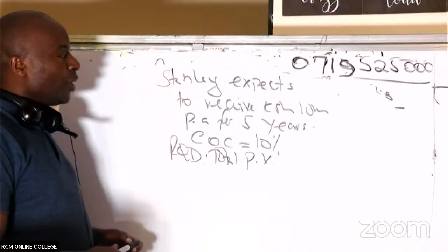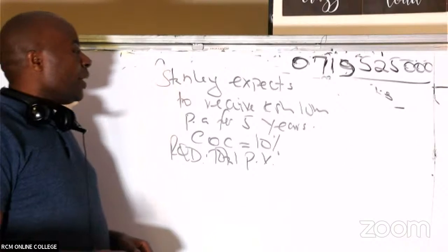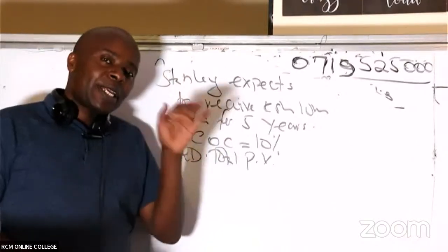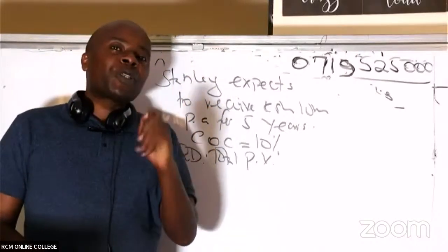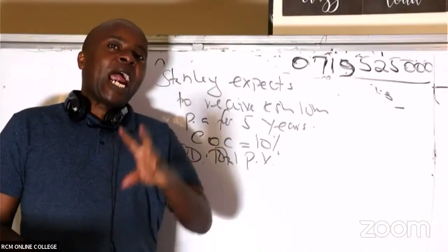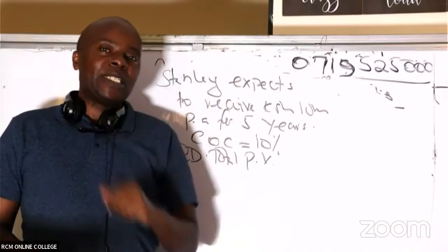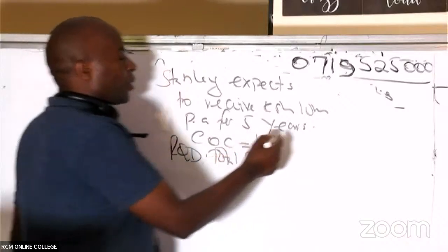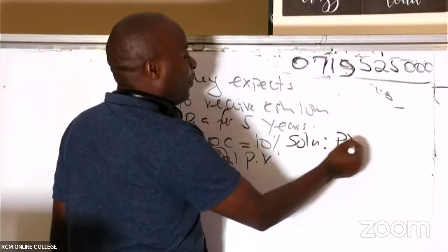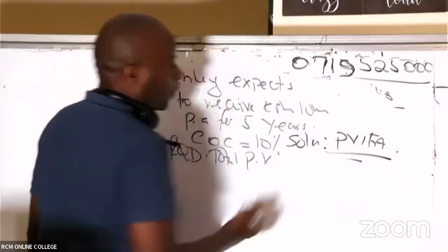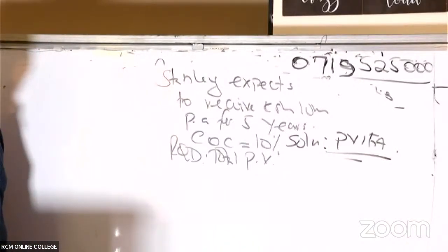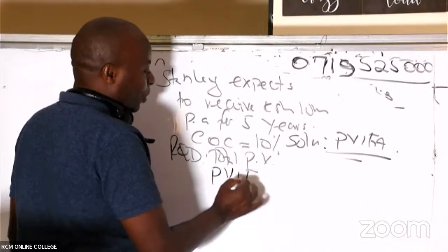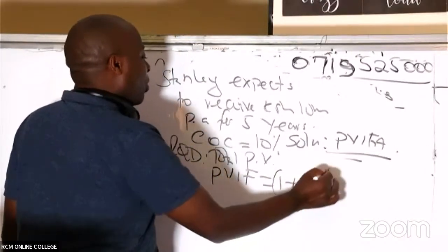Remember, Stanley is a great ninja. He's getting Kenya shillings 10 million per annum every year, for how many years? I am able to see the concept of annuity straight away. And the moment I recognize that, in my solution I know that I'm going to use PVFA to discount this. And if it's PVFA, I remember the formula: 1 plus R raised to negative N.